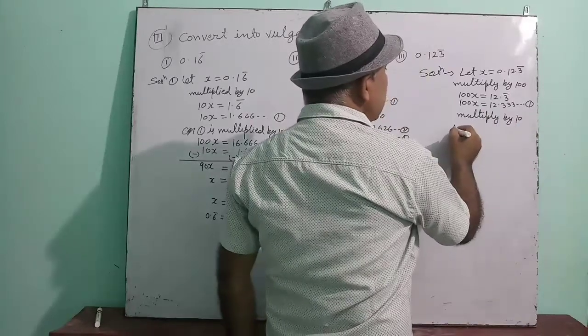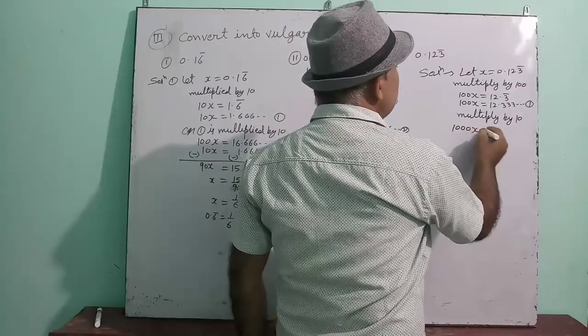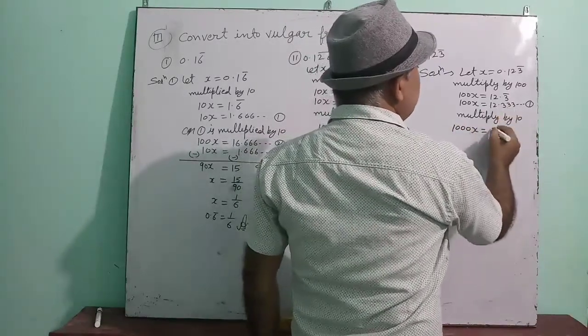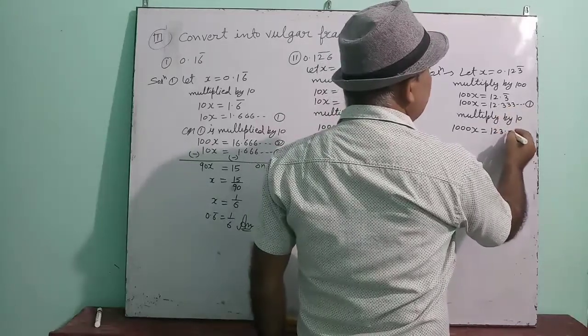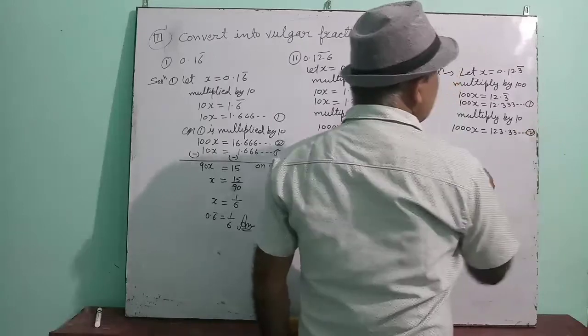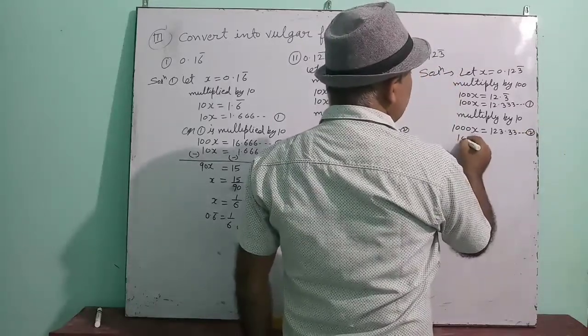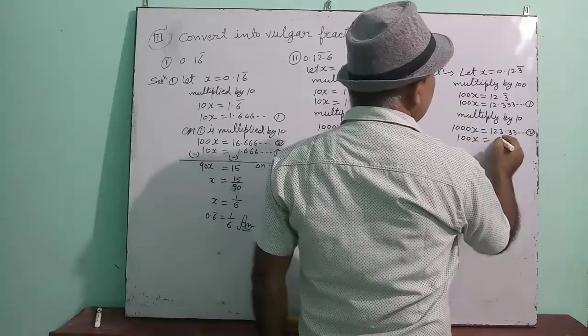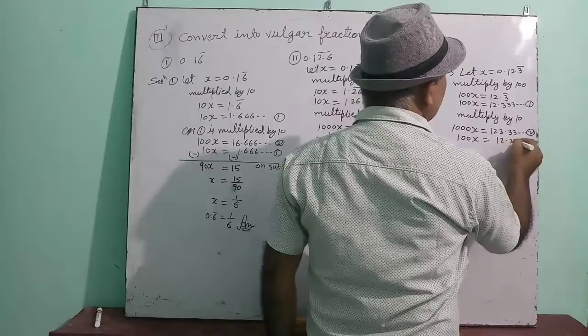Multiply by 10, so 10 into 100 is 1000x. 10 is multiplied here, then it will become 123.33. That is equation 2. Now subtract equation 1 from equation 2.